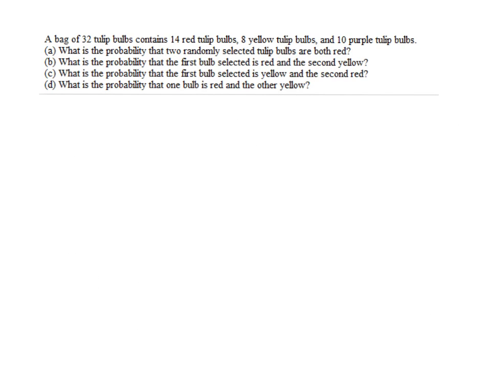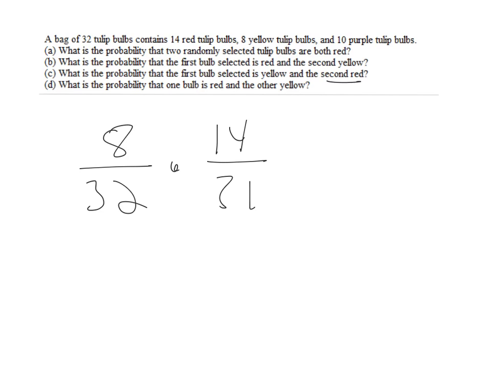So for part C here, for the first bulb, there's 8 out of 32, and then there's 14 reds out of 31. And if you think about this, this is the exact same answer as the last question. We're just changing the order, because it's still going to be 8 times 14 divided by 32 times 31. So that's kind of a cool little trick that sometimes you pick up on, sometimes you don't.